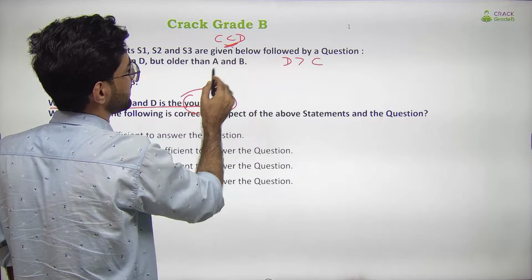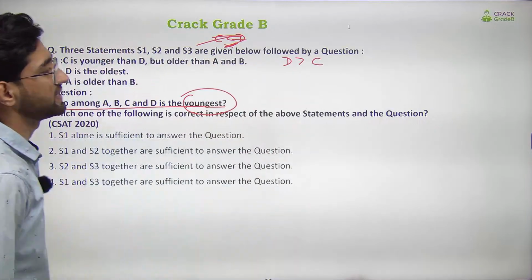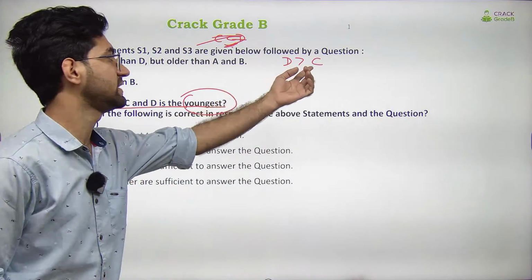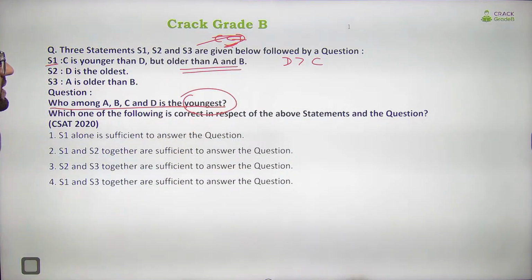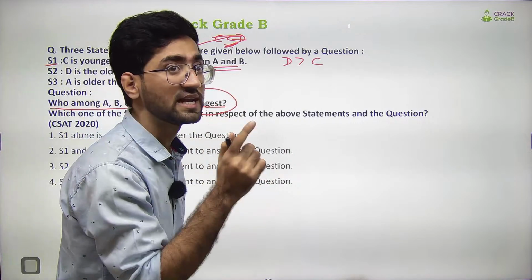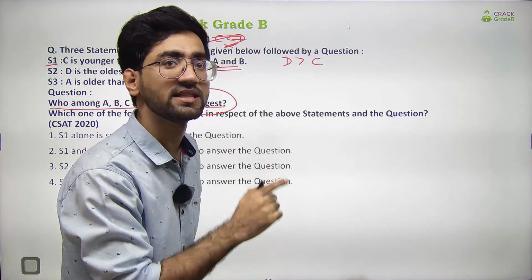You are still solving it correctly, right? So basically D is elder than C. Obviously C is younger than D, but older than A and B. Okay, but older than. So what does it mean? That C is elder than A. C is elder than B.